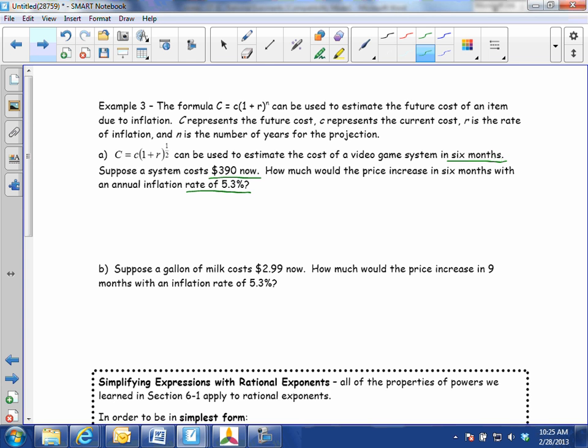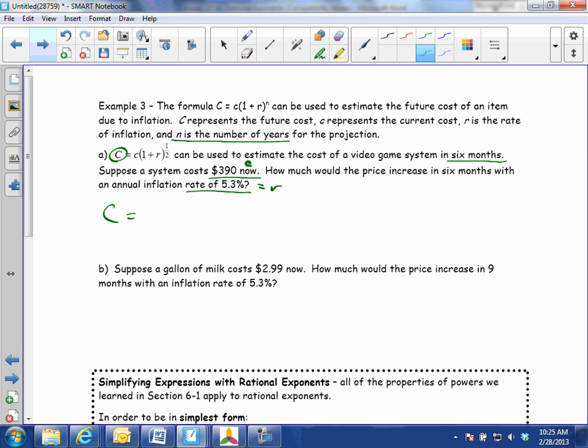The r. It's the r. Okay, this 390 is big C or little c? Little c, because it's the cost now. We want to find the big C. We're looking for this guy. What's the 6 months? Right, it's half a year, because n is the number of years, and 6 months is half a year. So they've already put a half on it for us.